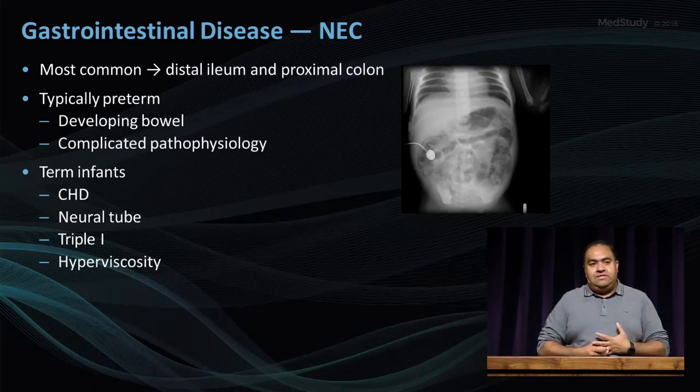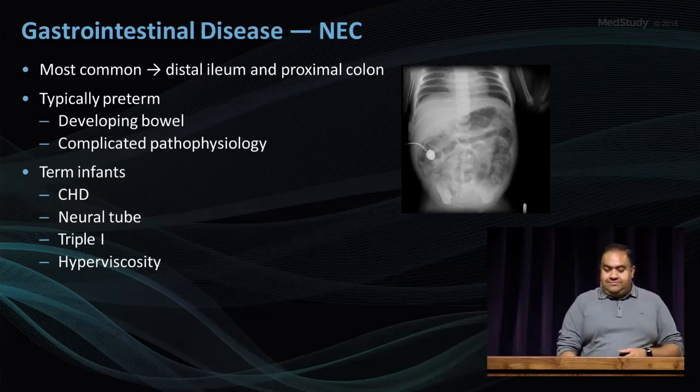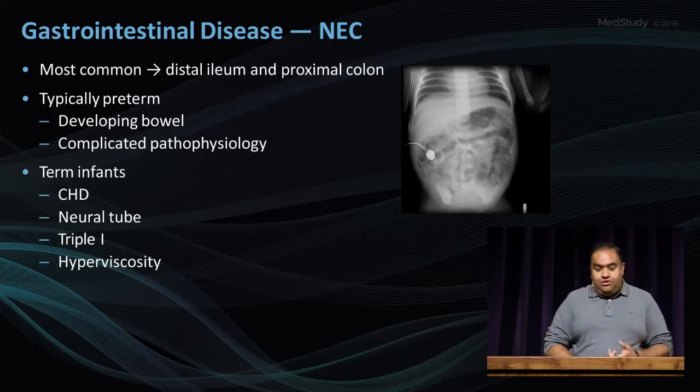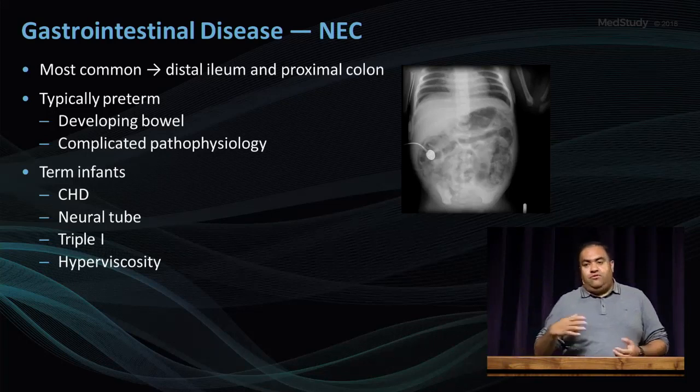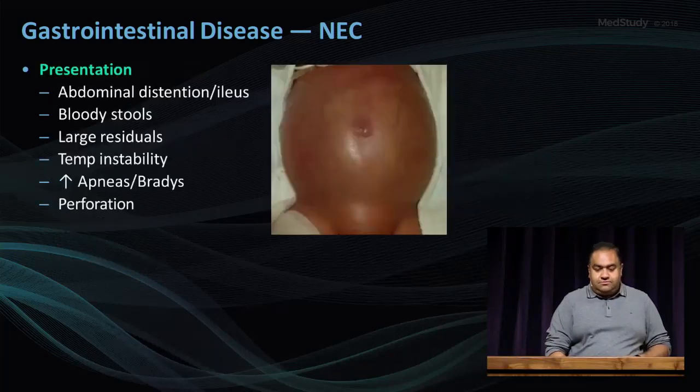There's a lot of theories as to how it occurs, and there's a lot of research being done to try to determine the etiological causes. Kids with congenital heart disease, neural tube defects, the triple I kids are also at risk, and for those kids that get it in term, unfortunately, NEC seems to be more insidious in nature.